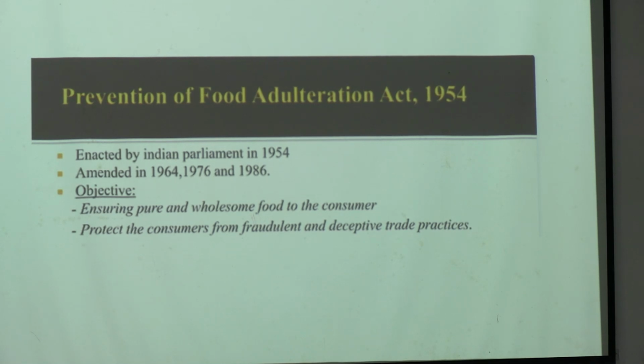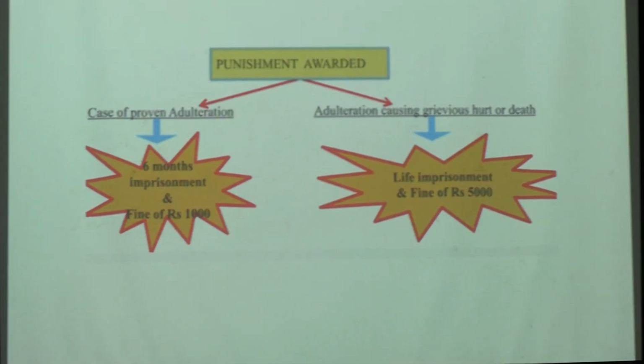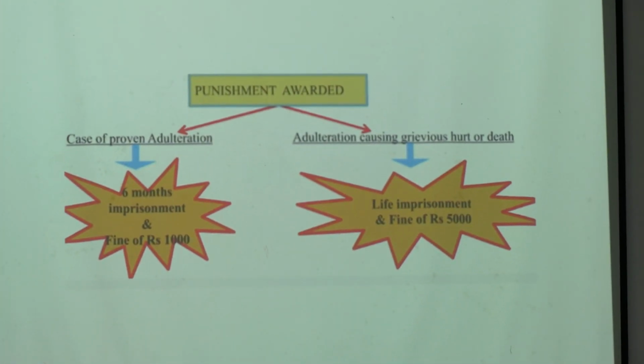And here there is also penalty and fine. If there is a case of proven adulteration, you have to prove it. Then 6 months imprisonment and a fine of 1,000 rupees; adulteration causing grievous hurt or death, life imprisonment and a fine of rupees 5,000. So it is a strict measure, but proving it is a bit difficult. Nevertheless, this acts to some extent as a deterrent for doing adulteration.